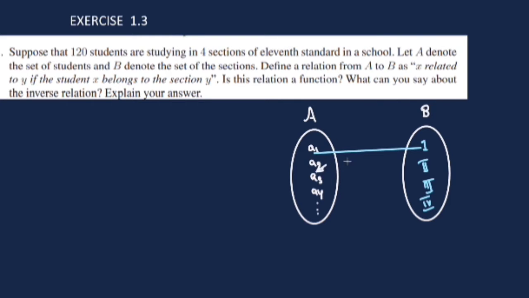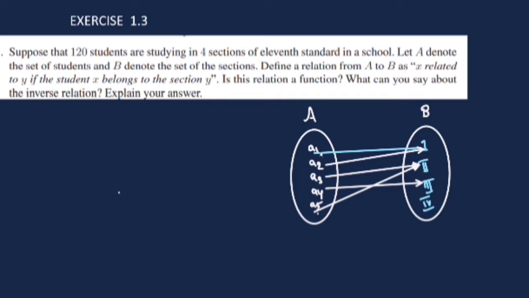Is it a function? How do you say it is a function? When will you say a relation is a function? What is the first thing? Every element should have an image. Every element in the set A should have an image. So every child is in any one of the sections, isn't it? Nobody will be left out. So every child will be in one of the sections. That is the first condition.